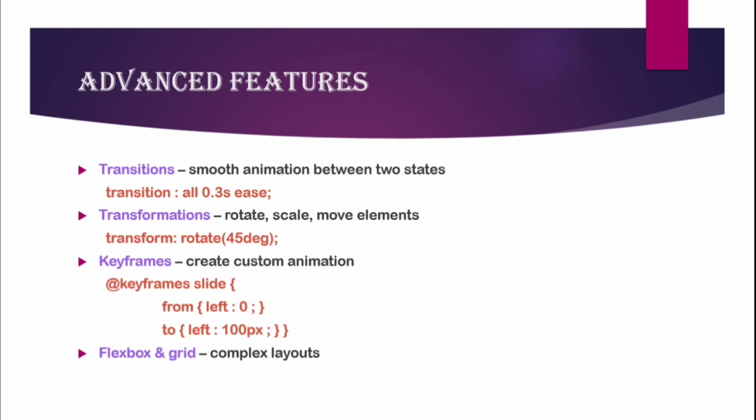You can add the slide tag which will be added here. This is the name of the keyframe which will be added in the transition. Then it will add this from and to, and this custom animation will be applied to it.